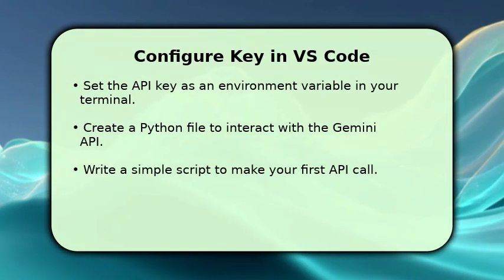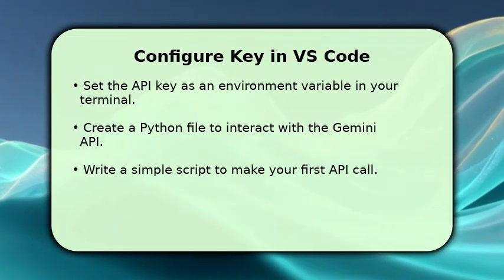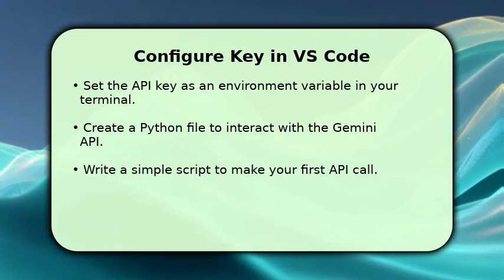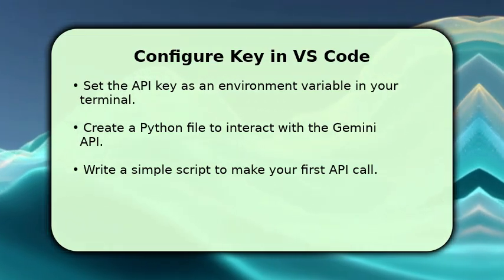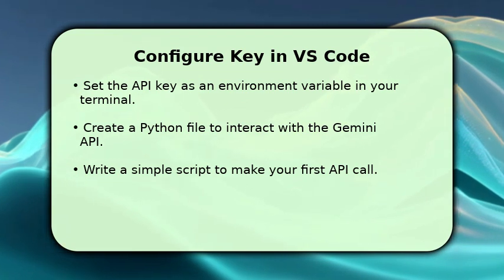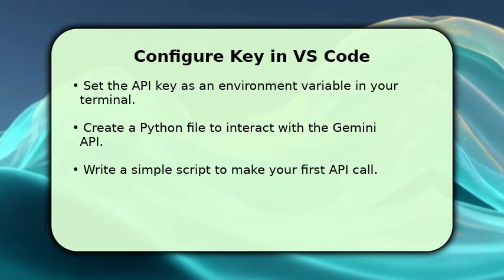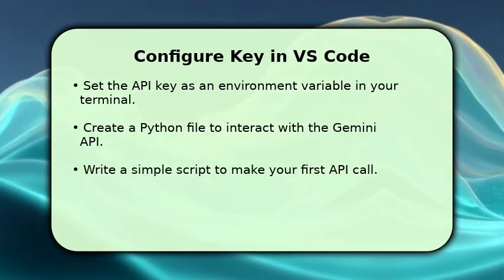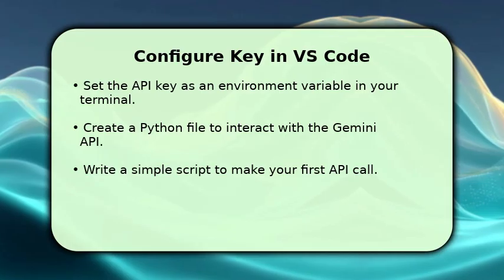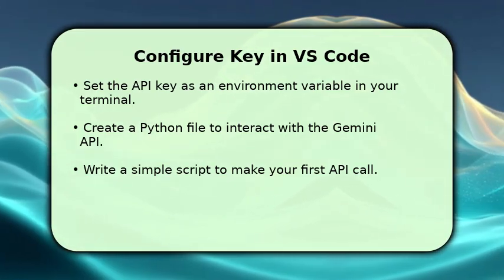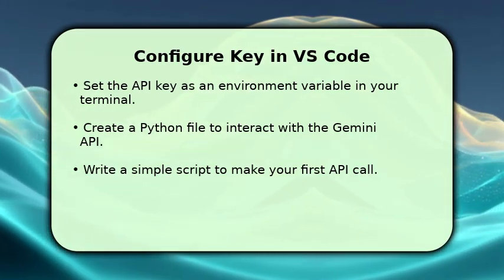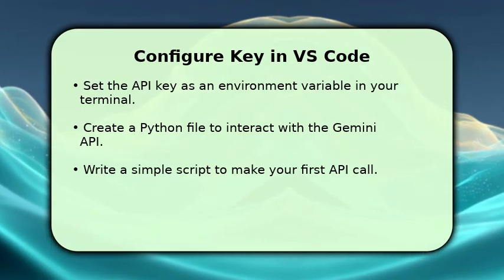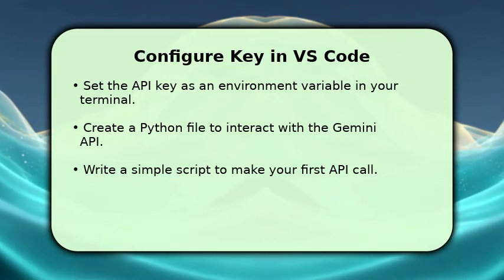Now, let's configure the key in VS Code. Open your terminal within VS Code and set an environment variable named GEMINI_API_KEY to your copied key. Next, create a new Python file. In this file, import the necessary Gemini library and write a few lines of code to initialize the model using your environment variable. This allows your script to securely access the API.